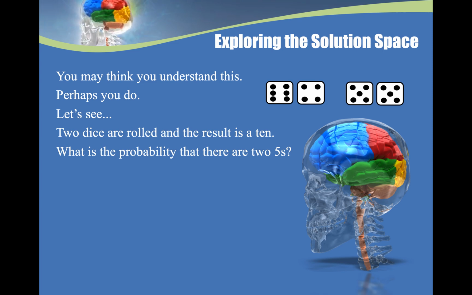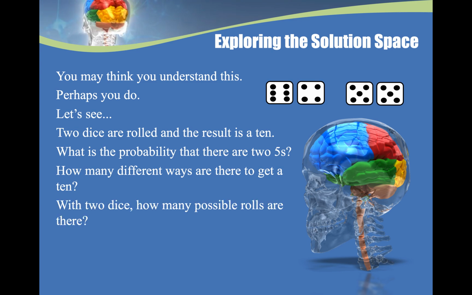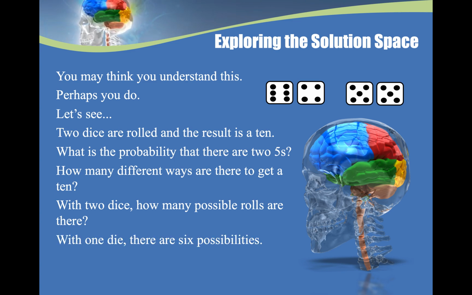This is a deep conceptual problem. Took a long time for humans to wrap their heads around. Well, how many different ways are there to get a 10? That's the key question. If you roll 2 dice, how many different ways are there to get a 10? Well, let's simplify again and go backwards. How many possible rolls are there? With 1 die, there's 6 possibilities. That's pretty clear. What about with 2?